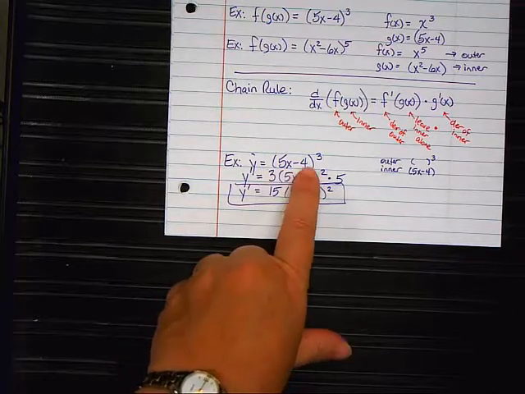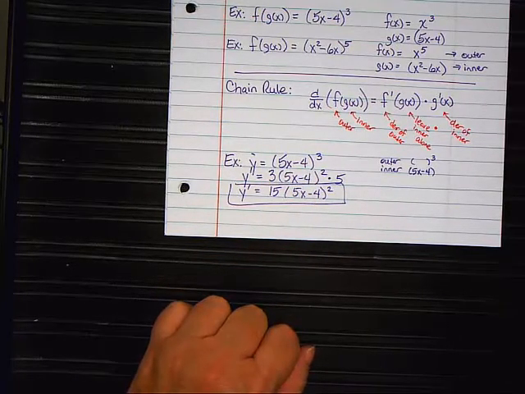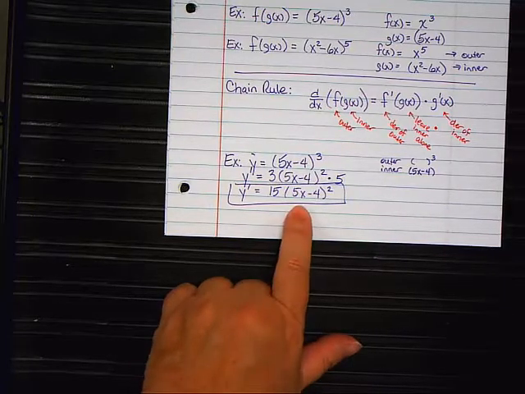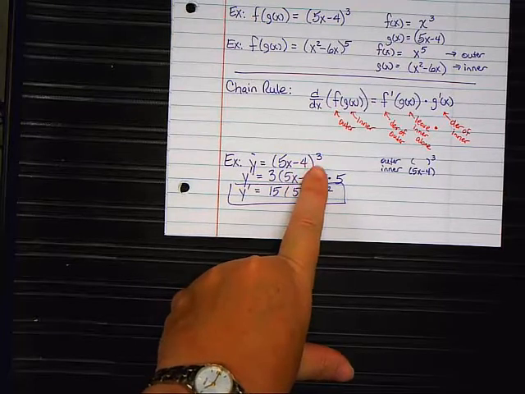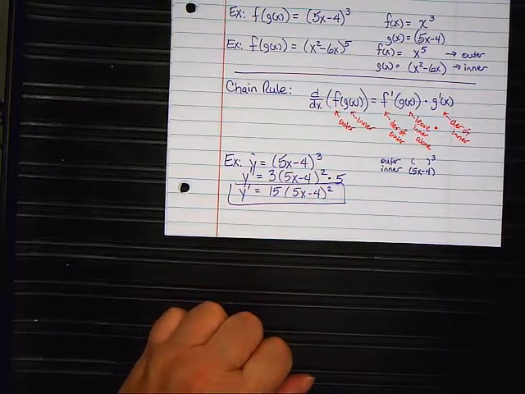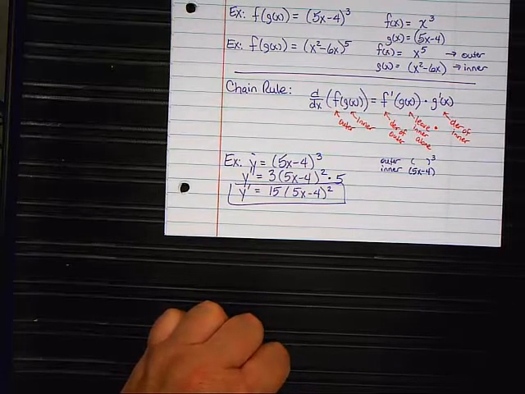Now, how else could I have taken the derivative of that thing without the chain rule? I could have multiplied all that out. That would not have been fun. This is much better. That's why the chain rule is so nice. You don't have to multiply. What if that had been the seventh power? Yuck. Would you really want to multiply all that out before you took the derivative? I wouldn't. Take too long.